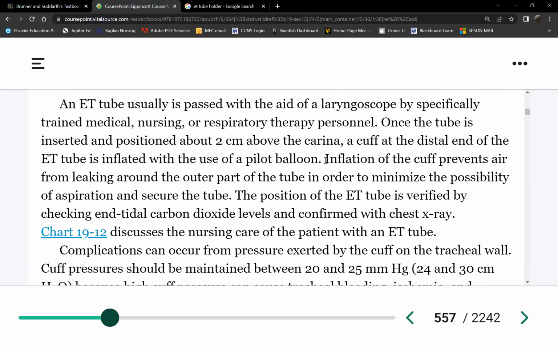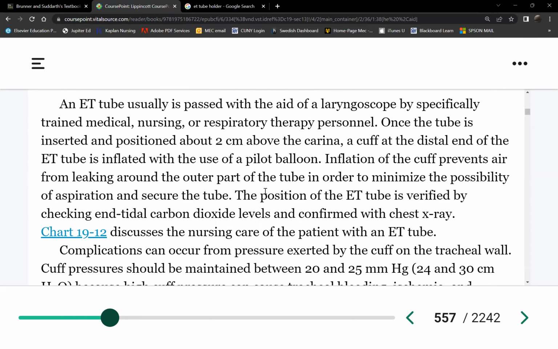Will it be fast to get the X-ray? Can you get the results right away? No. We have electronic results now, so it can be read right away. However, it still takes a few minutes. Do we wait for X-ray confirmation before we can start using the tube? No, so we have to verify placement some other way.